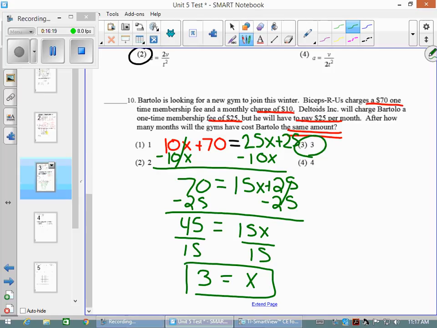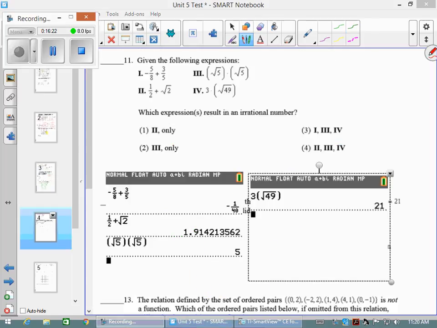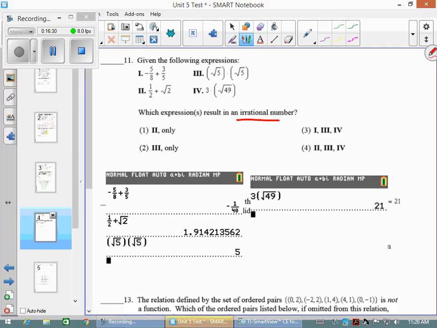For number 11, they're giving 4 different expressions, and they want us to identify which ones are going to result in irrational numbers. So I took each of these expressions and put them into my calculator to check. For the first one, I get negative 1 over 4, which is a rational number, written as a fraction of integers. So this is rational. Our second one, if we look, we have a non-repeating, non-terminating decimal. Again, our calculator can only show so many places, but there's no pattern. It's not terminating, so this second choice is irrational.